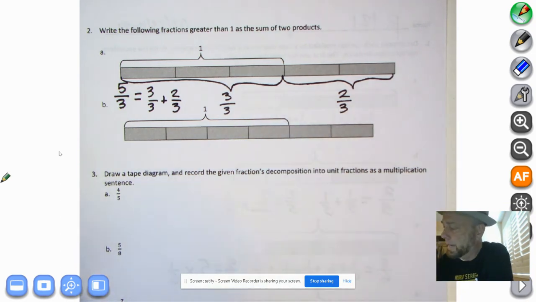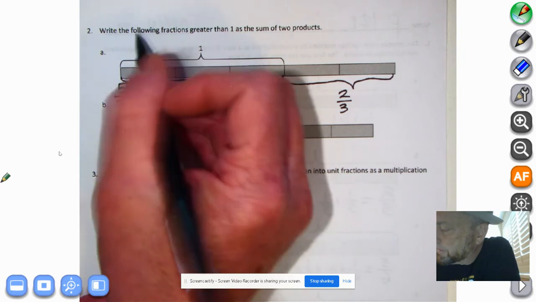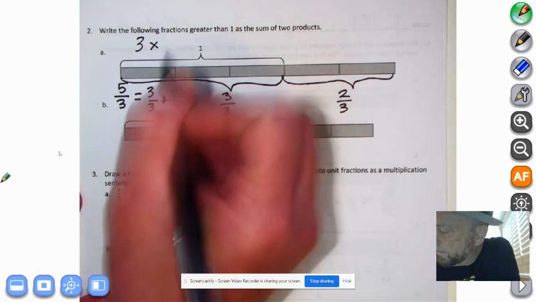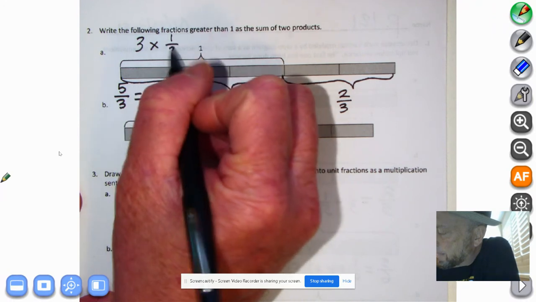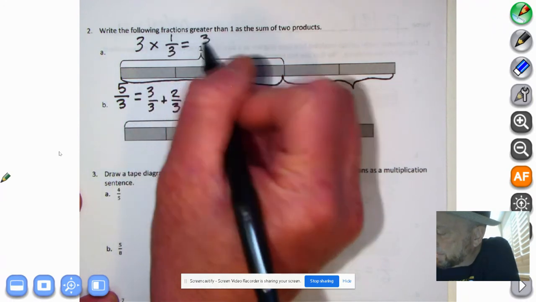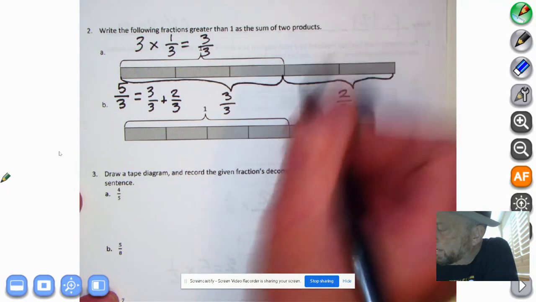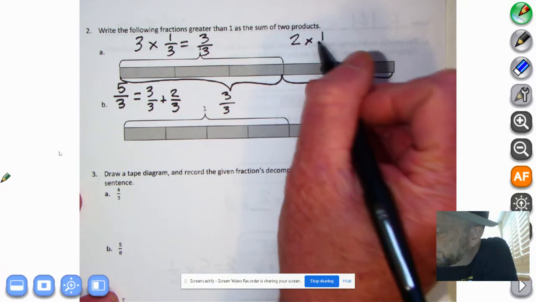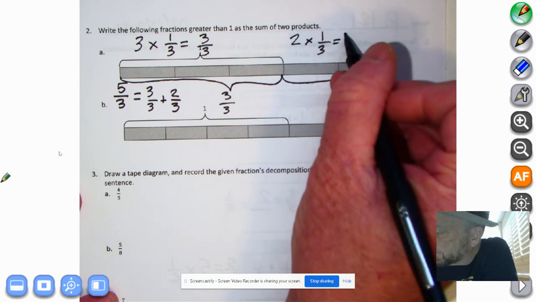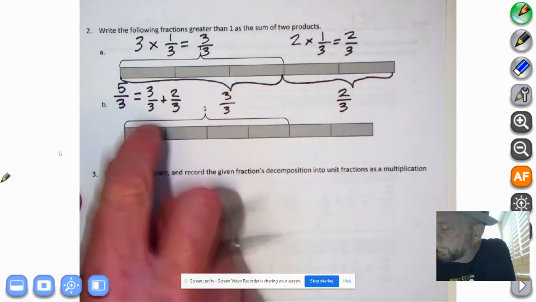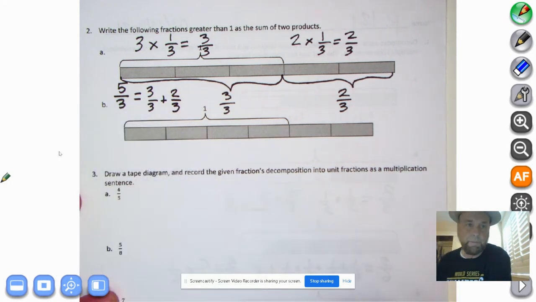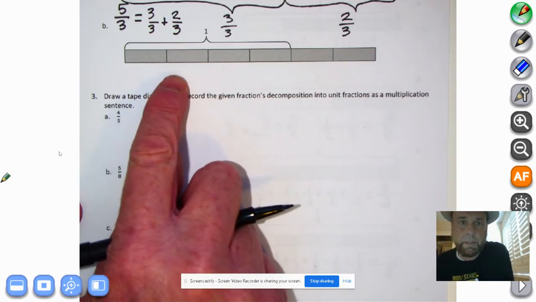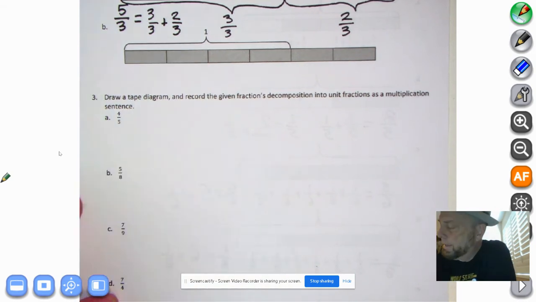Let's try it up here. So I'm going to start off with 3 times 1/3 equals 3/3, right? And then over here, we did 2 times 1/3 equals 2/3. Then we did 3/3 plus 2/3 equals 5/3, okay? If you want, you can give this one a shot on your own and then check back and see how you did.